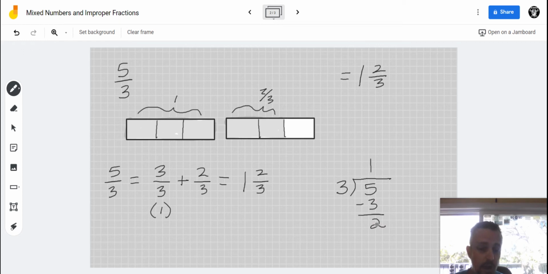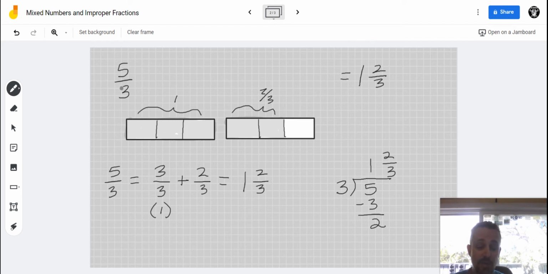You've got a 2 as your remainder, so you take your remainder and make it your numerator, and your denominator stays the same. Your denominator is your divisor over here. And you get 1 2/3 that way. So 1 2/3 is the mixed number that is equivalent to the improper fraction 5/3.